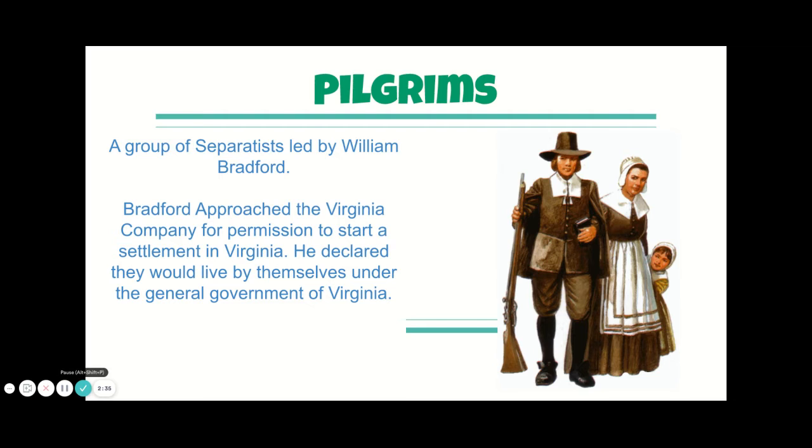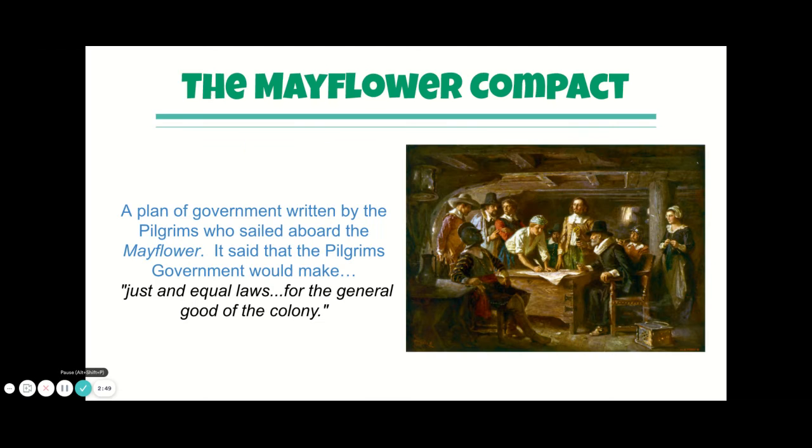Next, we have Pilgrims. This is a group of separatists that were eventually led by William Bradford, who we'll talk about. Bradford got permission to settle in Virginia. He declared that they would live by themselves under the general government of Virginia. Okay. They came over on the Mayflower and they signed something called the Mayflower Compact.